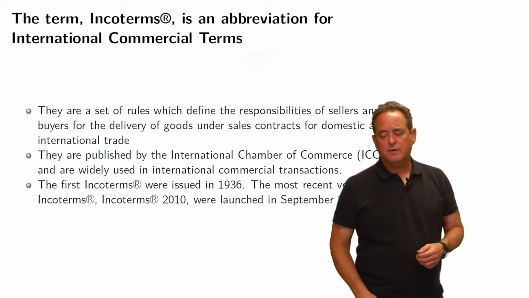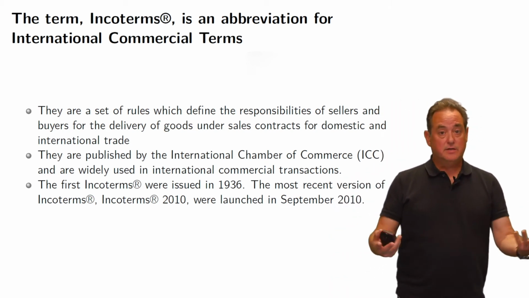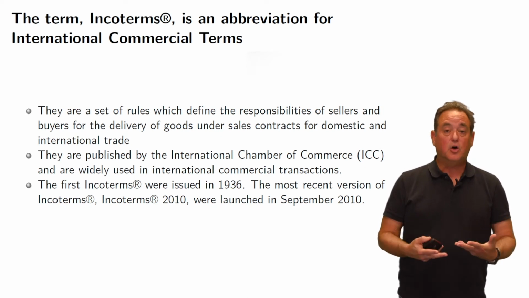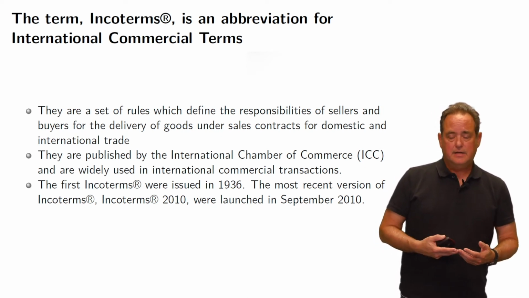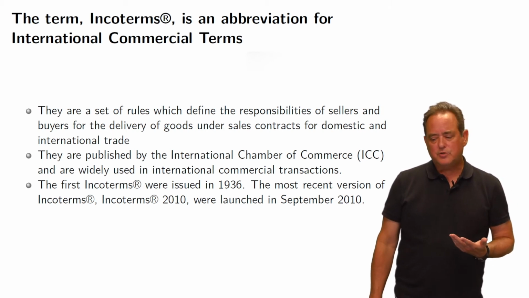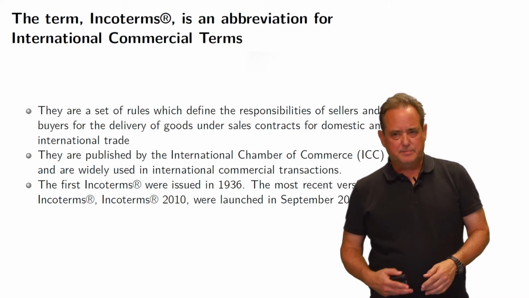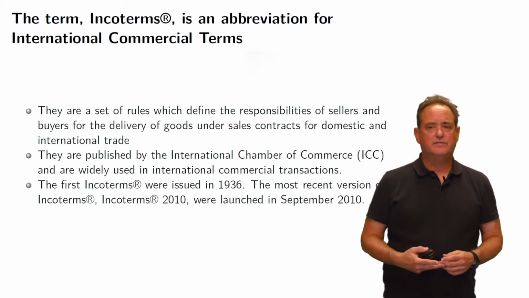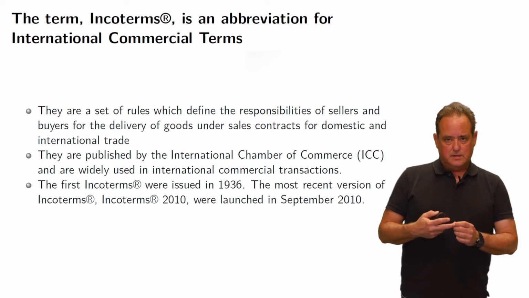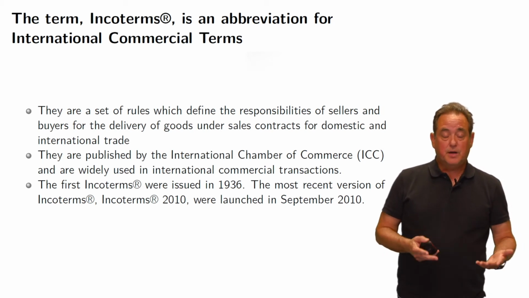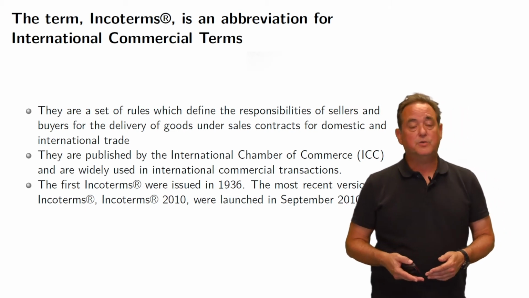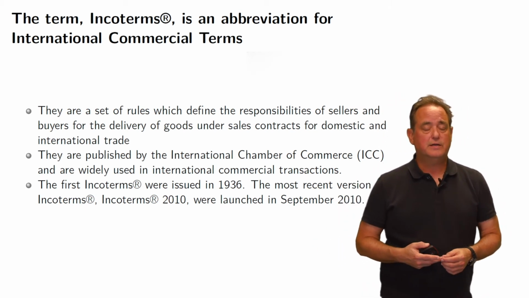Now, the first Incoterms were published in 1936 as the world embarked on one of the globalization eras of trade. The most recent version of the Incoterms, what we call Incoterms 2010, were launched in September 2010. They became effective in January 2011. The next Incoterms will be published at the end of 2020 and go into effect in 2021.